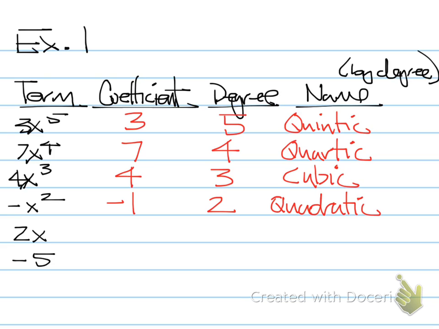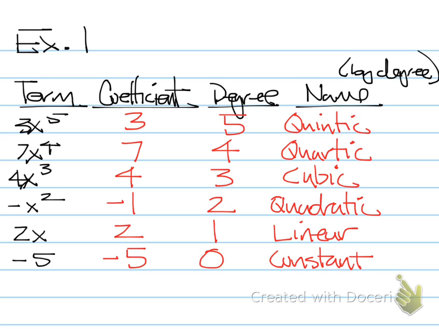And then 2x has a coefficient of 2. The degree is 1. And that is a linear term. You have just one variable to a power of 1, that's considered a linear term. And then a variable to the power of 0, or no variable, just a number, is considered a constant. So the coefficient would be -5. The degree is 0, since this is the same thing as -5x to the 0 power. And it is a constant because the variable has a power of 0.